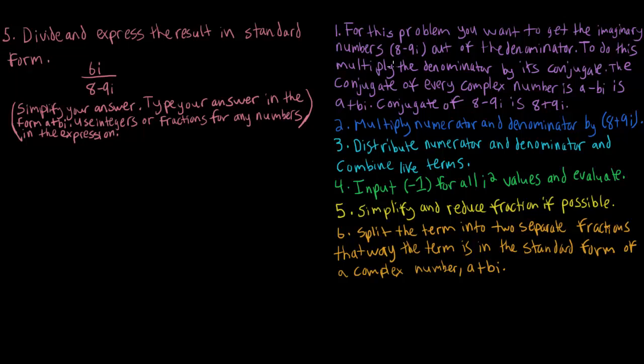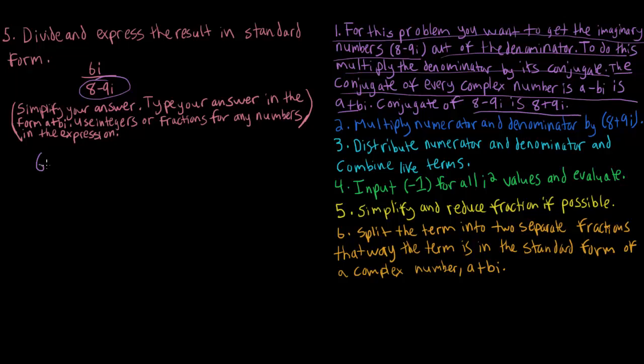So, step 1, for this problem, you want to get the imaginary number, 8 minus 9i, which is right here in the denominator, out of the denominator. To do this, multiply the denominator by its conjugate, and remember the conjugate of every complex number a minus bi is a plus bi. So in this situation, the conjugate of 8 minus 9i is 8 plus 9i.